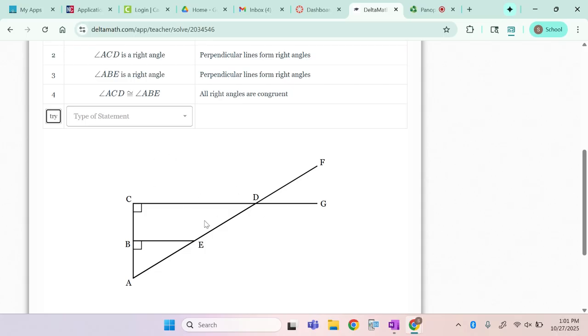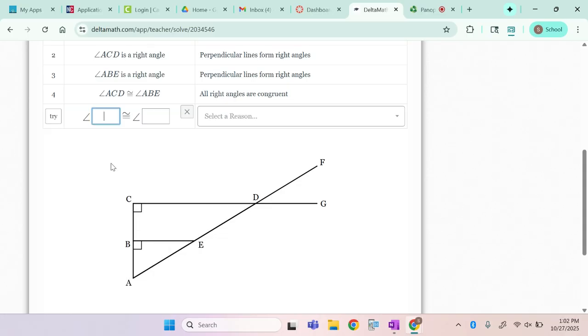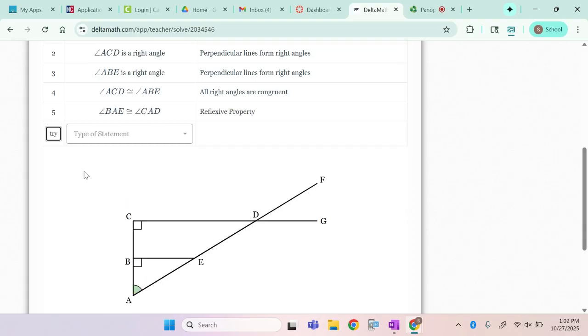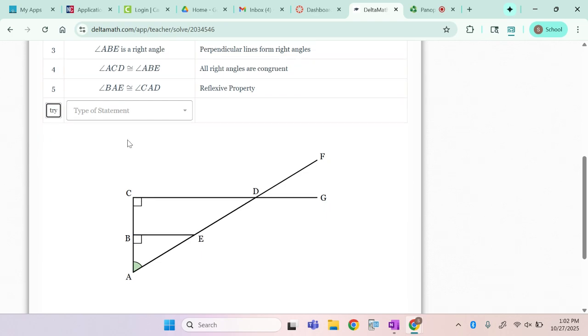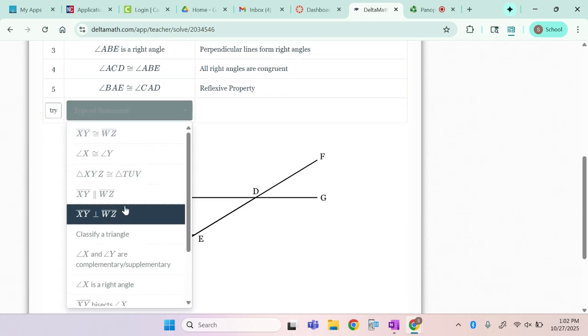Now, I can then show that one more angle between this small triangle and this big triangle is congruent. Which angle? Does the two triangles share an angle? Yes. Angle A. So I can say that angle BAE is congruent to CAD because of the reflexive property. Now I got enough information to prove that the two triangles are similar.